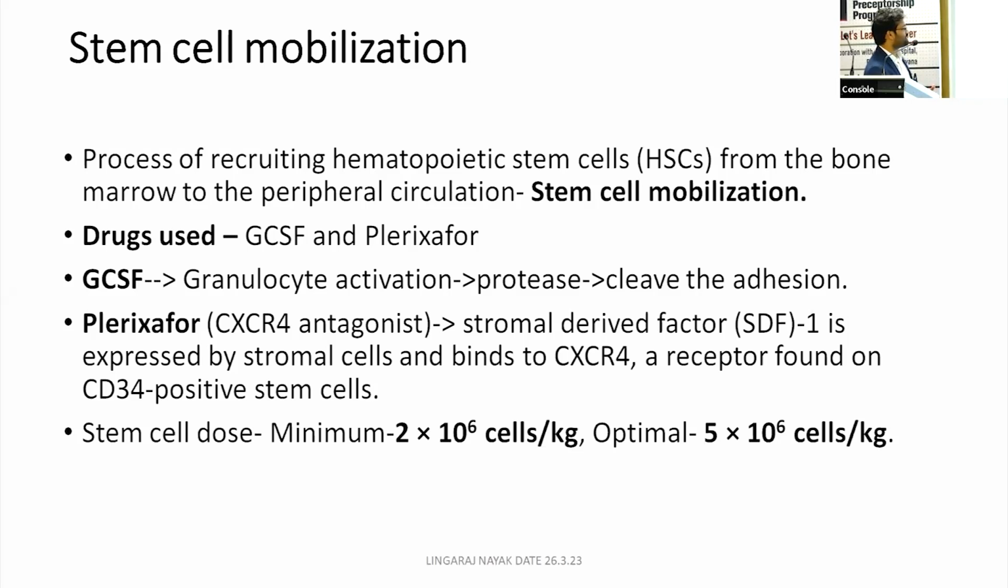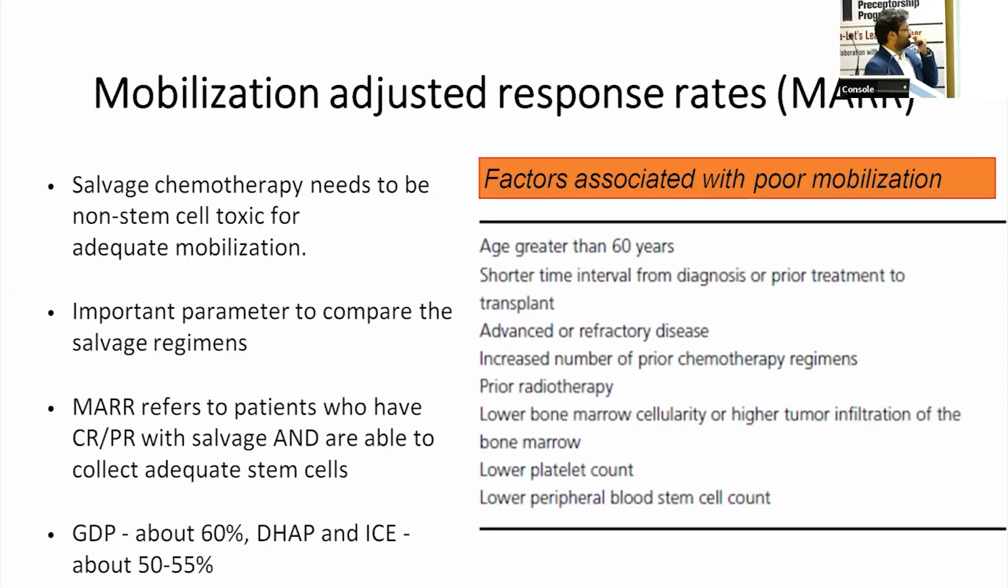We have Plerixafor, which is an inhibitor of CXCR4. So same mechanism, but it acts on a specific receptor. The minimum stem cell dose that you need is 2 million per kilo. Optimal is 5. I told you I will tell you about mobilization adjusted response rate.